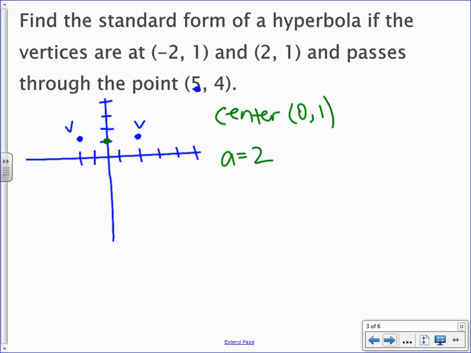Maddie, is there anything else that we can pick out? Can't you plug in 5, 4 to find?